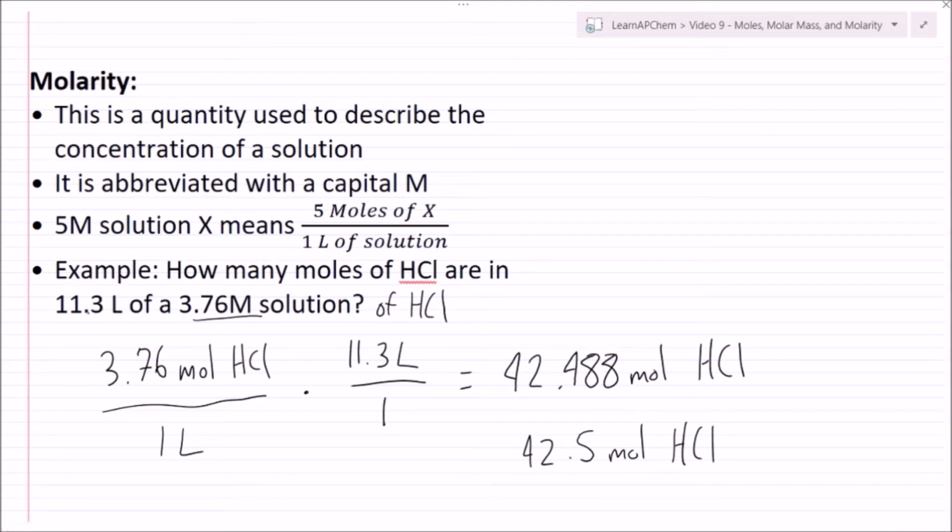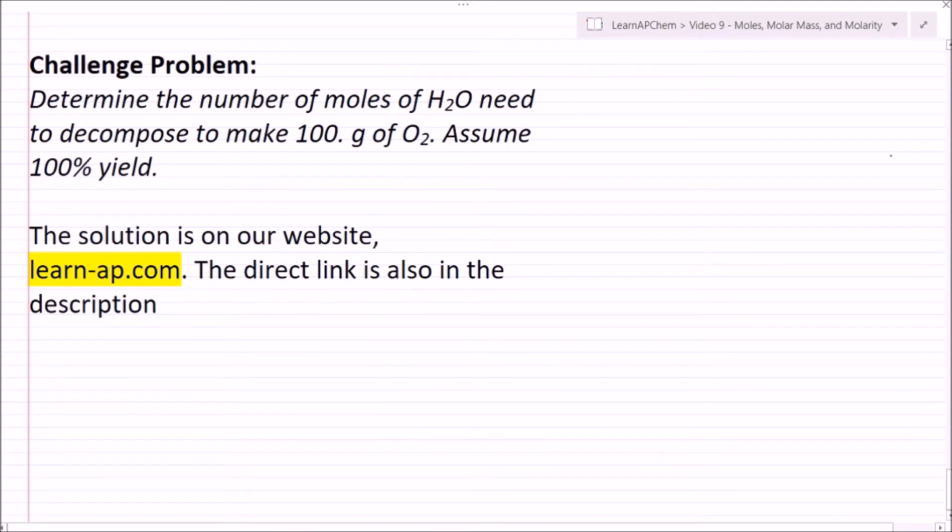Alright, so that brings me to today's challenge problem. Determine the number of moles of H2O needed to decompose to make 100 grams of oxygen. Assume that there's a 100% yield, so this is a perfect reaction. All of the water in this reaction is being broken down.